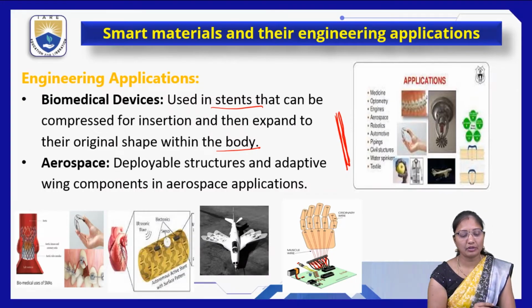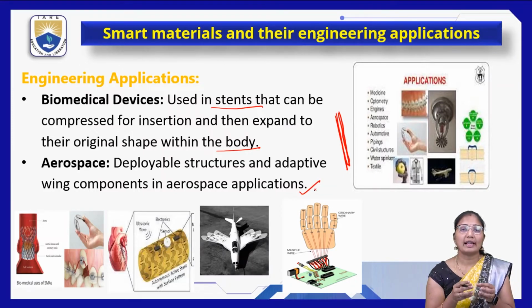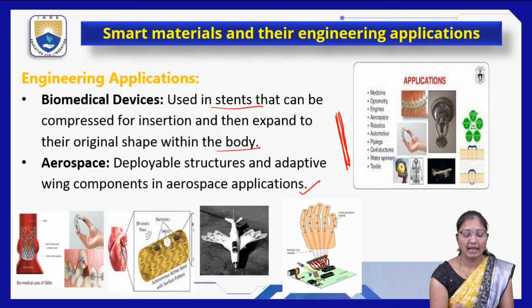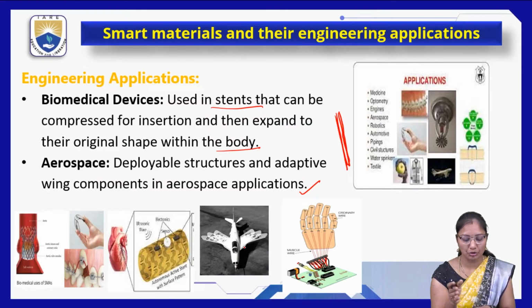Coming to aerospace, they are used in deployable structures and adaptive wing components in aerospace applications. Due to climatic conditions, when some obstacle comes, the wings have to get a deformed shape, like the deployable structures and adaptive wing components, to have some deformation in the structure. These smart materials are used for that.